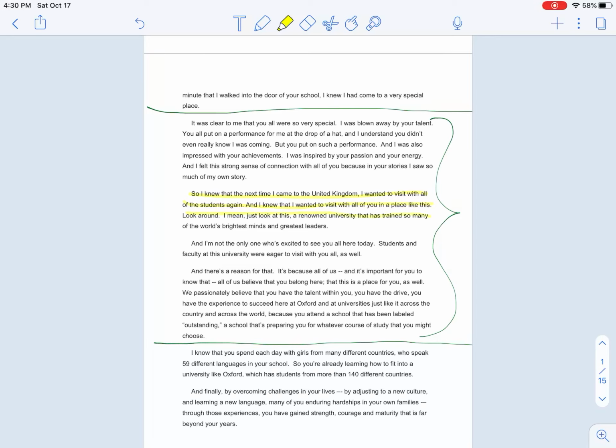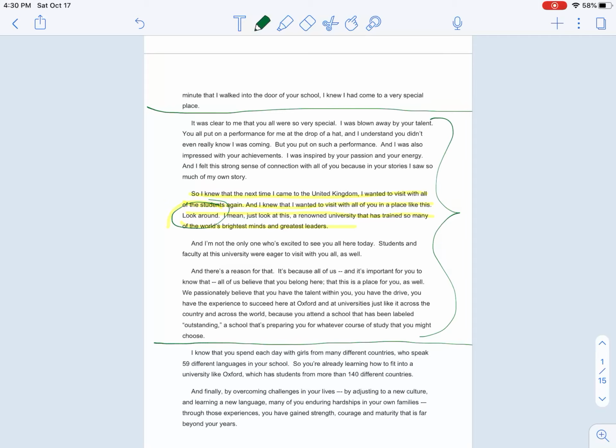It's when she said, "I wanted to visit with the students, and I knew that I wanted to visit with all of you in a place like this. Look around." That short telegraphic sentence. It's a command. It's a call to action to them. It's a command to her audience. Look around. I think she even maybe means it literally. Like, I want you to see who you are sitting among. "I mean, just look at this. A renowned university that has trained so many of the world's brightest minds and greatest leaders."